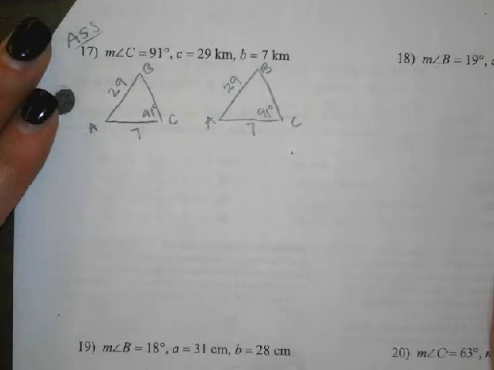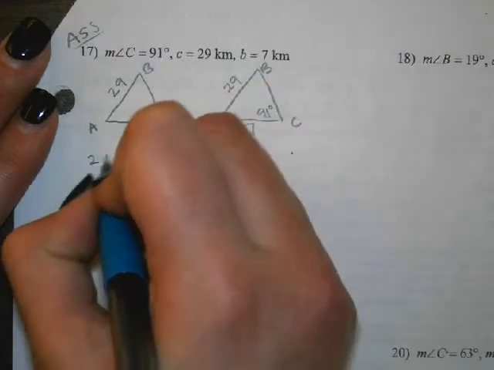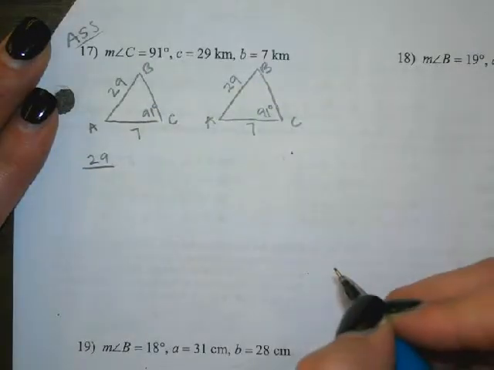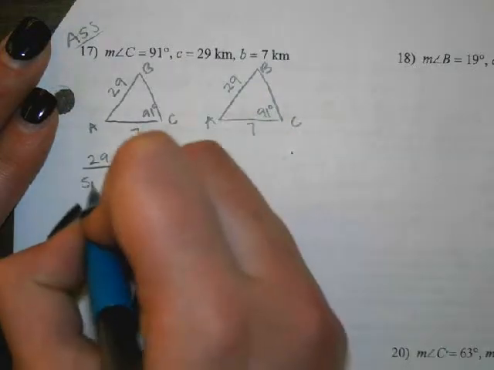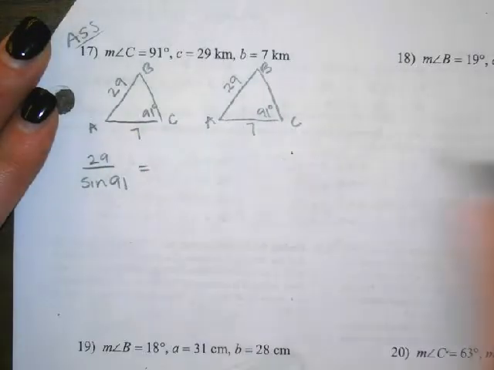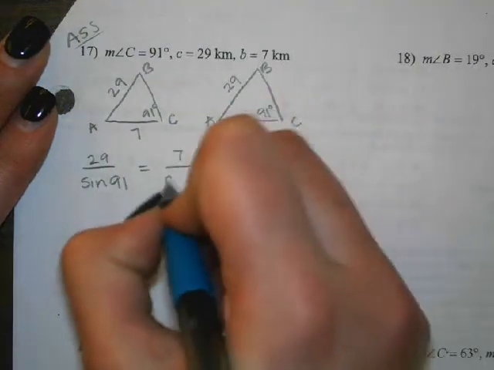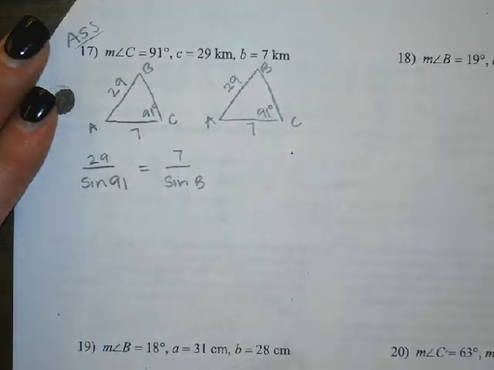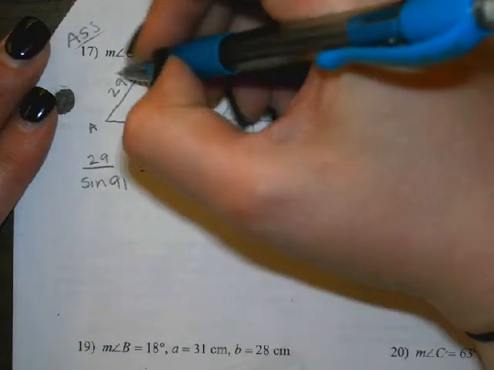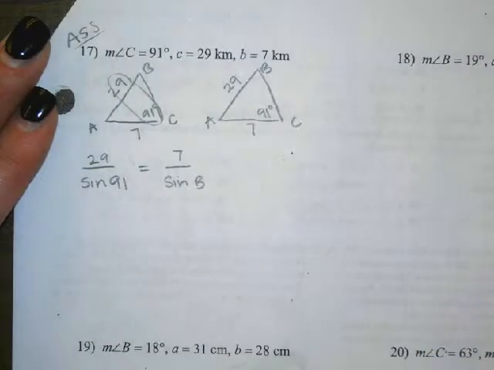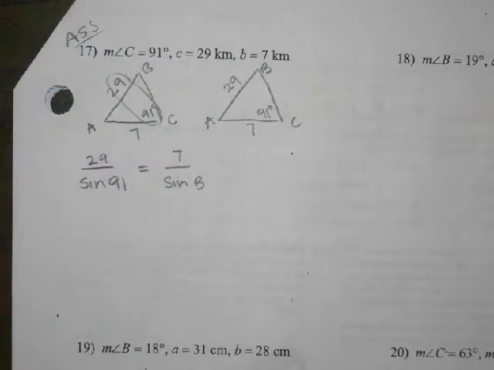So what information should I use to start the problem? Yeah, so I'm going to use side C with angle C. So I'm going to say 29 divided by sine of 91 equals 7 over sine B. Okay, so I'm starting off with this information right here, 29 over sine 91, and then 7 over sine B. All right, and what do I do?